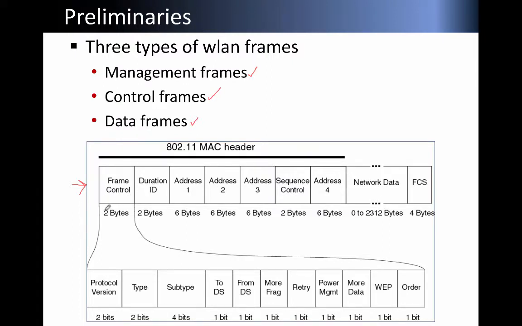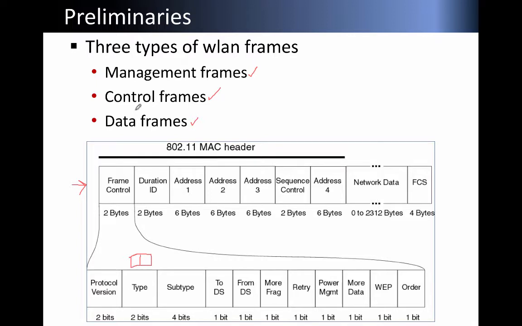But the first 2 bytes indicate the protocol version in the first 2 bits, and the next is type. So this is two bits, right? By using 2 bits, how many possible cases can you represent? Each one can be a bit, so this can be 0 0, 0 1, 1 0, and 1 1. Only 4 cases can be represented in this 2-bit data structure.